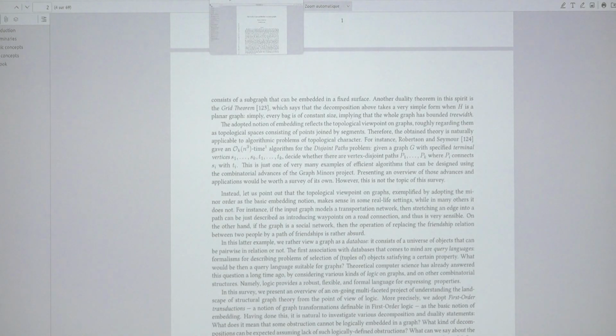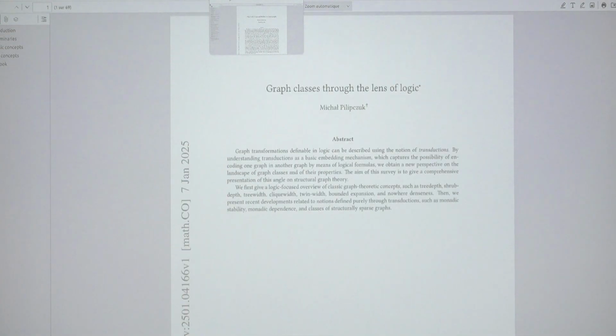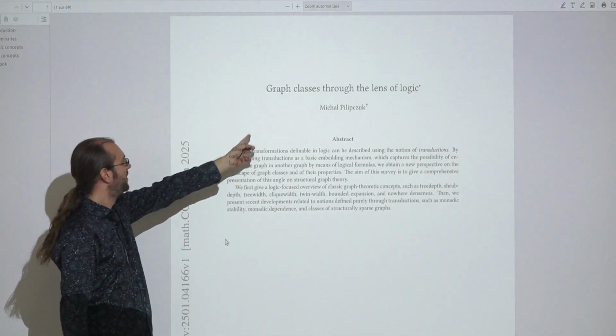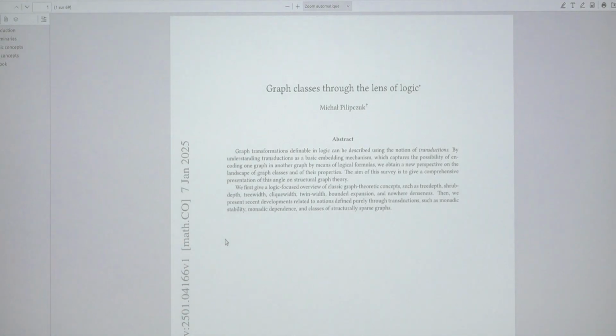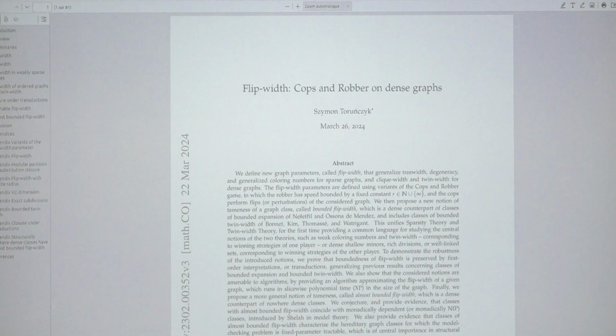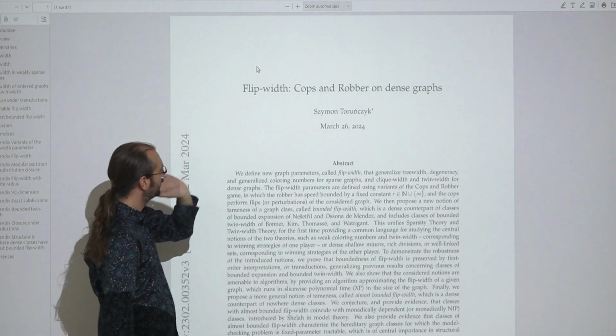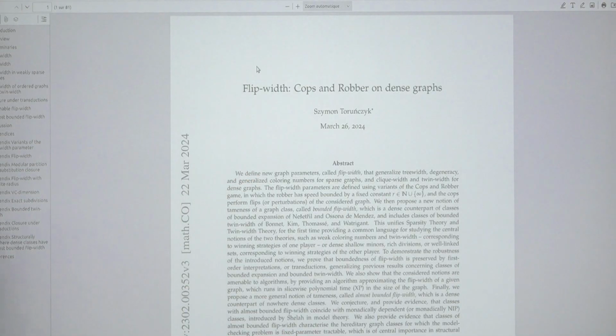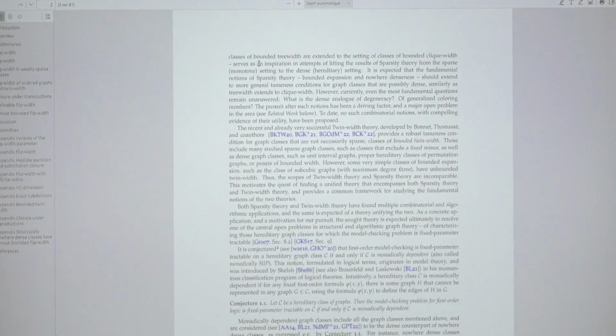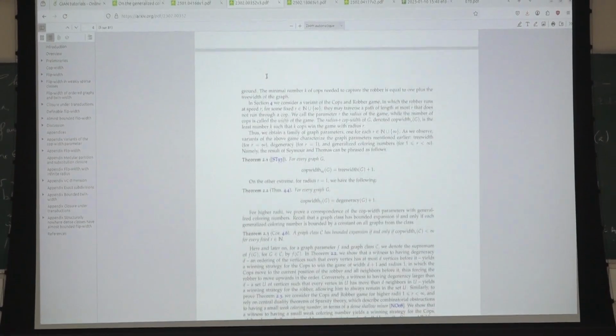You see the diagram. This is also from January 25, so it was uploaded in January. Unfortunately, it was a bit too quick, because last week... Oh, this is the flip width paper, 81 pages. This is the latest version, but he uploaded it two years ago, and he has this kind of diagram also.